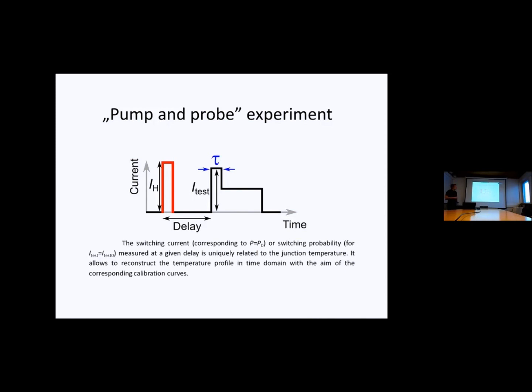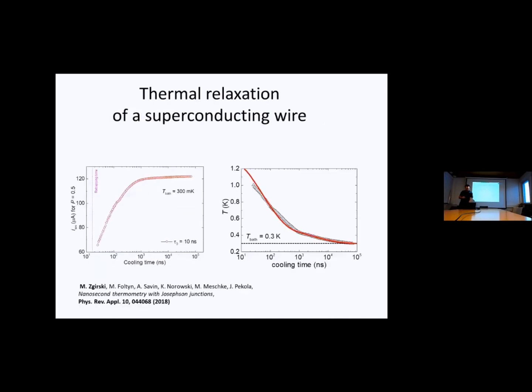So the method resolution is limited by tau. Tau for the best arbitrary waveform generators available on the market is 100 picoseconds. I use one with a resolution at the level of a few nanoseconds. But it should work also well with the fastest available.